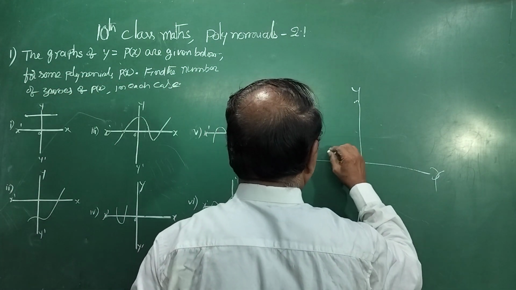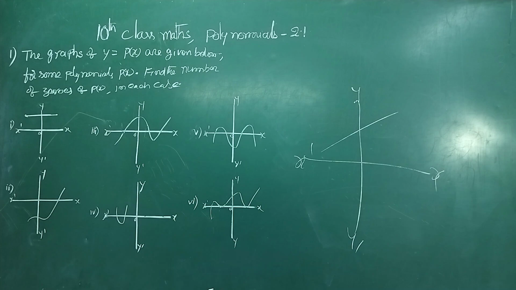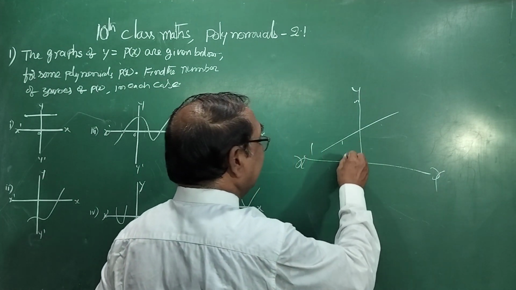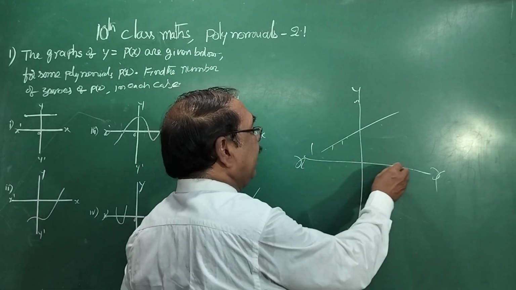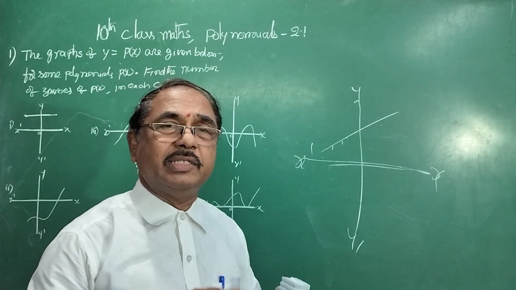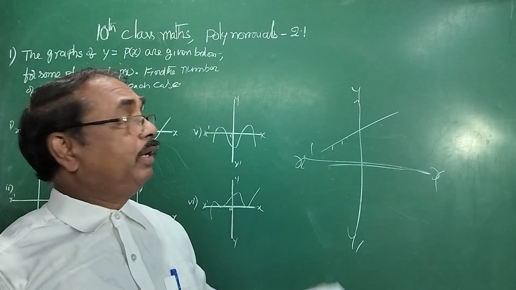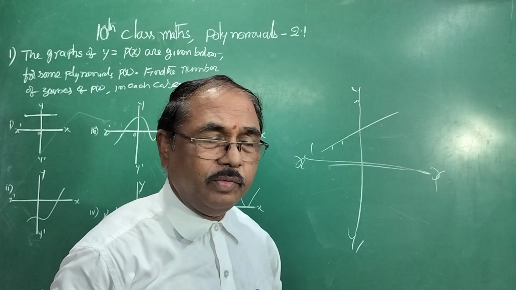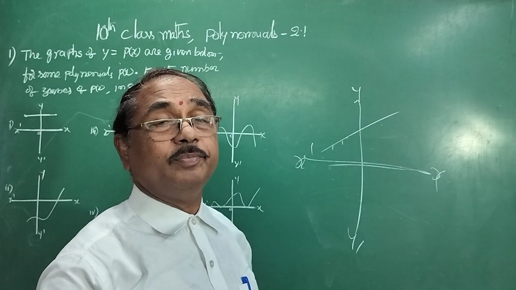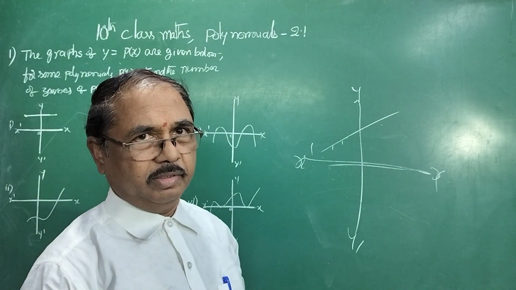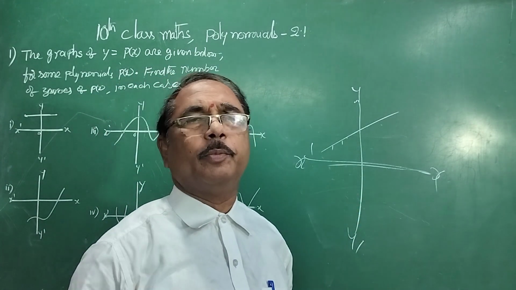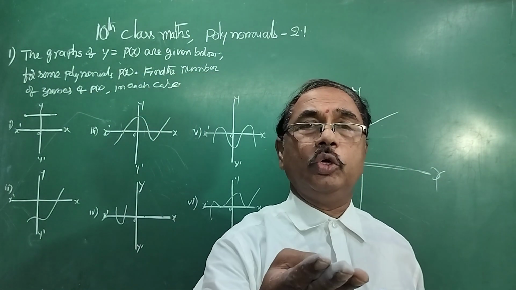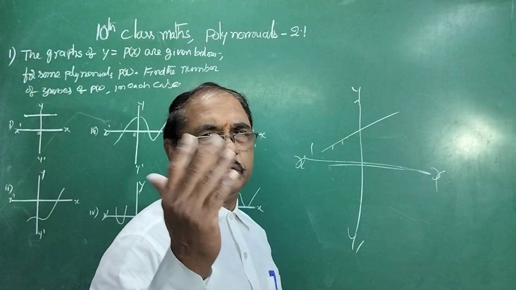If on a graph, how many zeros are there? It intersects, it cuts the x-axis. The number of times this curve touches the x-axis, that many zeros are there. For a linear polynomial, 1 zero; quadratic, 2 zeros; cubic, 3 zeros; like that the zeros of the polynomial will be.